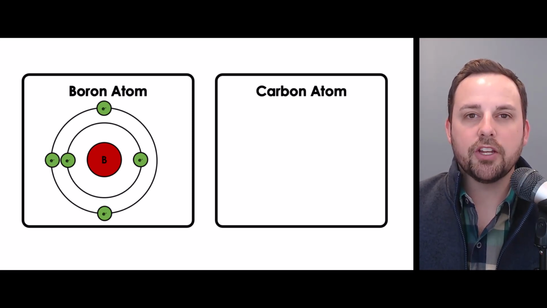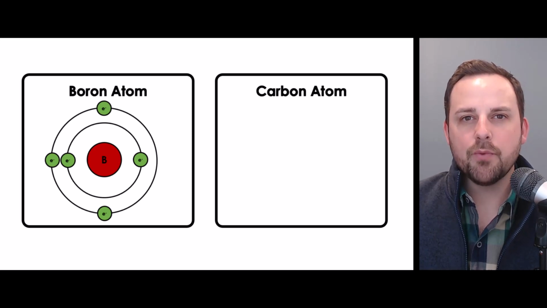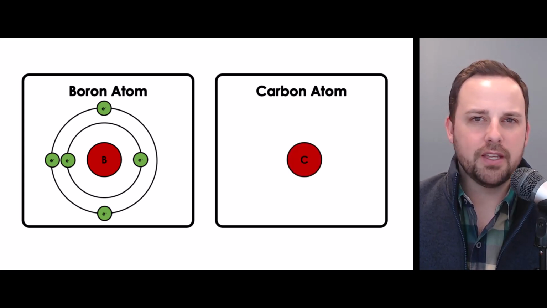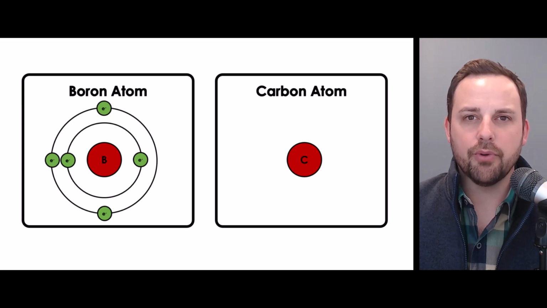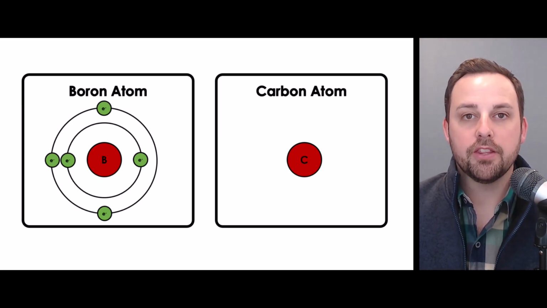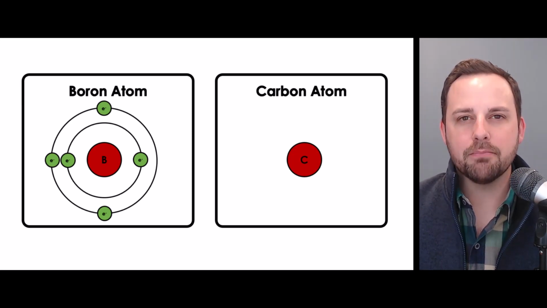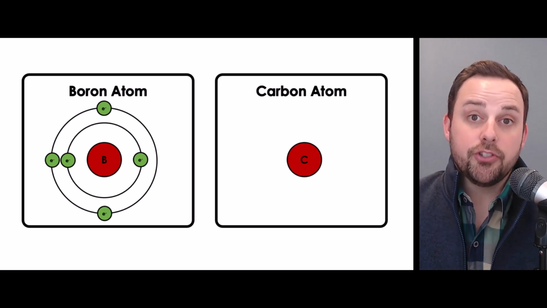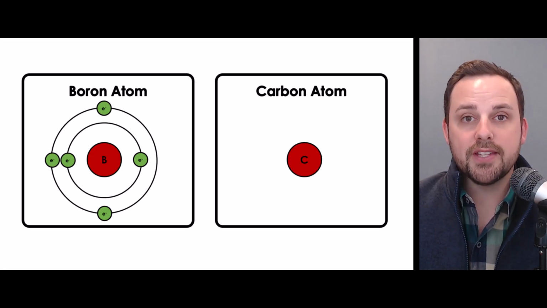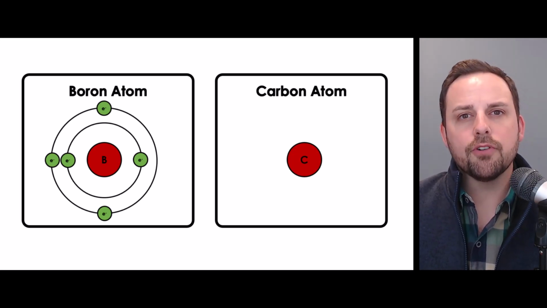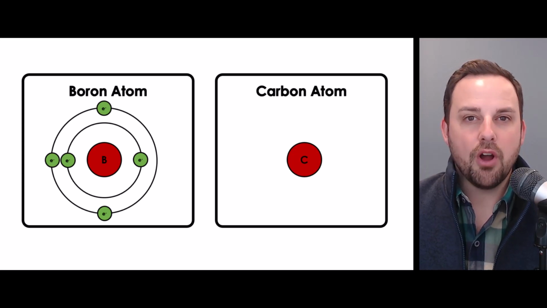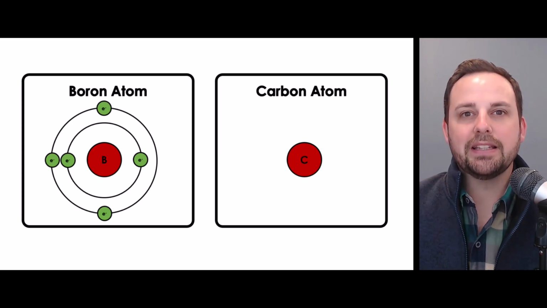Now we'll draw a carbon atom. Just as we did with the boron atom, rather than drawing the entire nucleus, we're just going to draw a red circle with a C in the middle. That's one way of abbreviating the nucleus of an atom. We know that carbon has atomic number 6. That means if we did draw the entire nucleus, we would draw 6 protons, and in order for the atom to be neutral, there also has to be 6 total electrons.